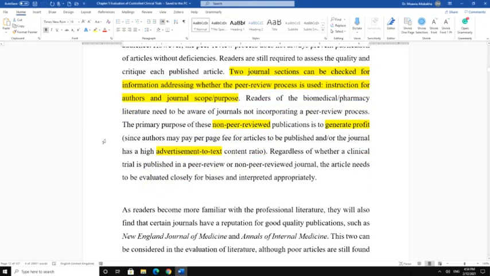Is there non-peer reviewed journal? Yes, but these are mainly commercial, and their aim is to generate profit. And how will you know that? You will see that they have a lot of advertisement in the magazine or in the journal, and even sometimes the author may have to pay money for each page in which the report is published. For example, if you send a report or a manuscript, they will tell you, okay, this will take 5 pages, I need from you, for example, $1,000.